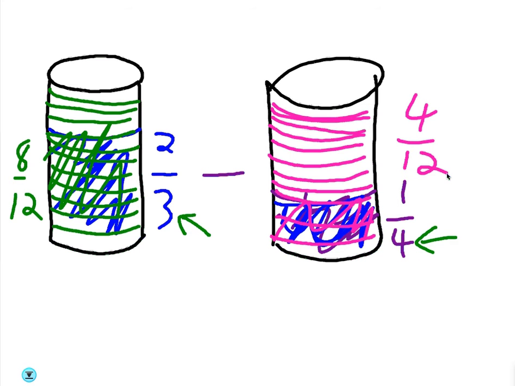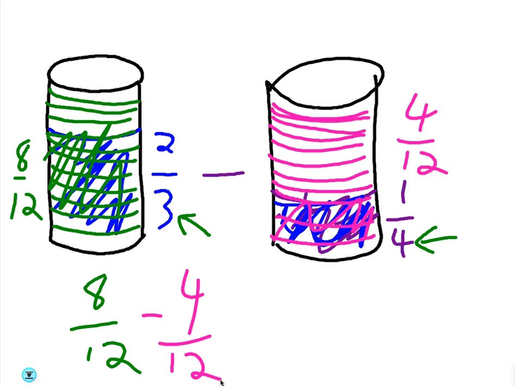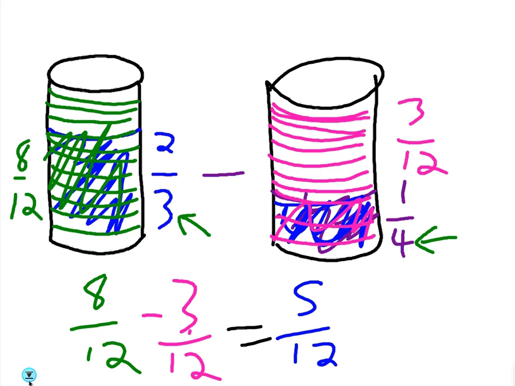So if we have 8/12 cup of water, and we're subtracting 4/12, now it's easy to see. I did something wrong here. Yeah, it's not 4, it's 3. I knew something wasn't right. That's 3/12 cups of water. If we have 8/12 and we're subtracting 3/12, then how much of a cup of water do we have? We have 5/12.